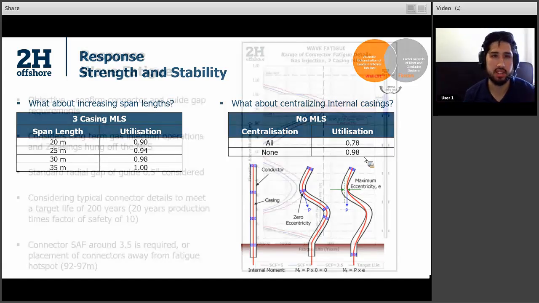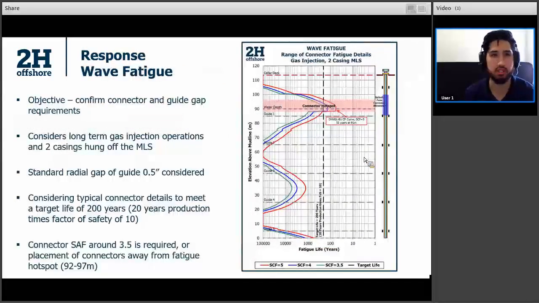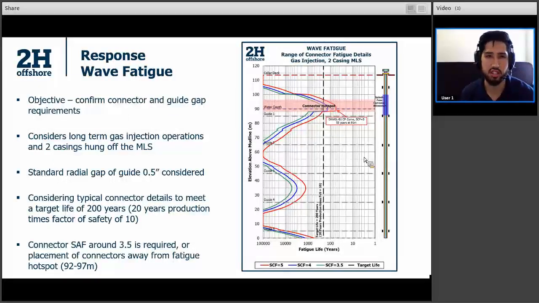So in terms of the wave fatigue response, what we're looking for here is to confirm the connector and guide gap requirements. Considering the long-term gas injection operations and the output that we got from the previous study, which was two casings hung off the MLS, this time we're just going to consider a standard radial gap. A half inch is pretty standard within the industry.